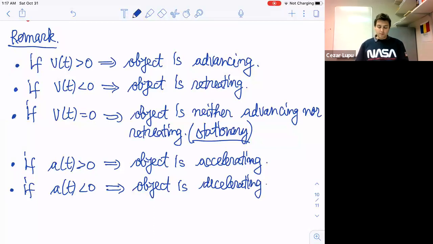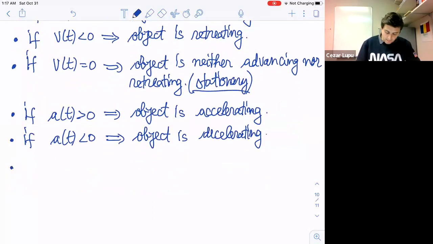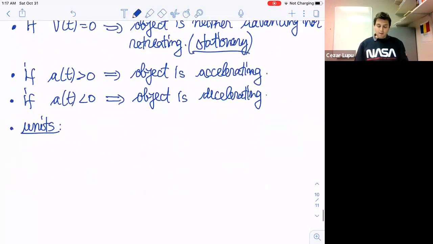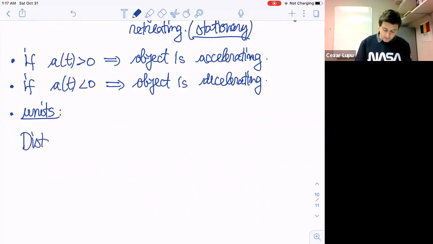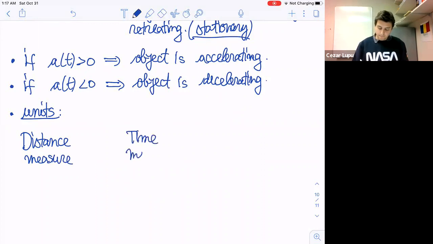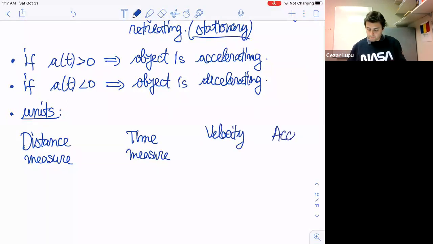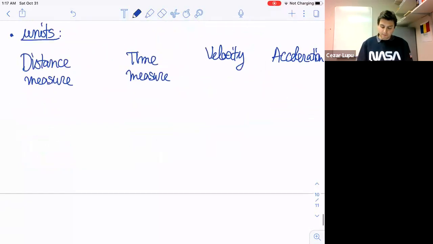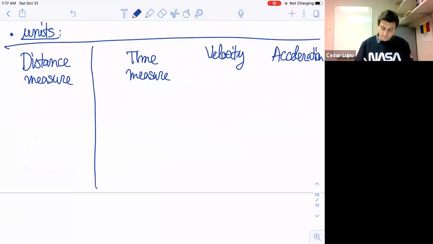And now let's talk about units. I would like to mention something about units. Let me draw the following chart. So we have the distance, the way we measure the time, the velocity, and the acceleration. We would like to measure these things here.